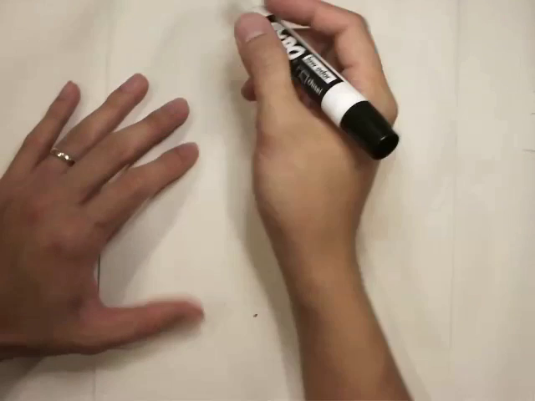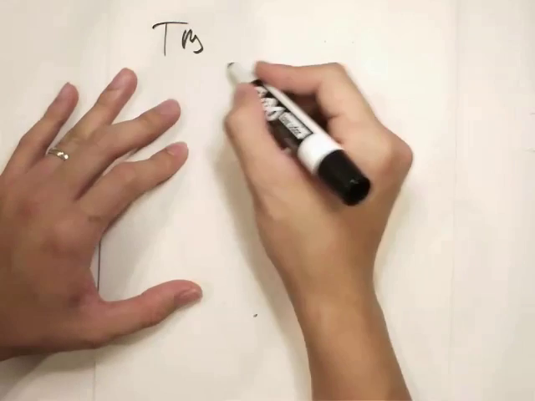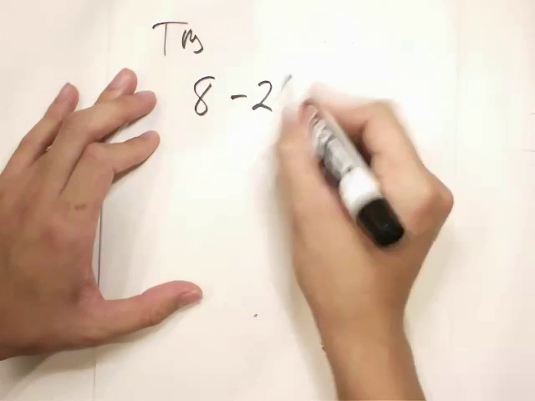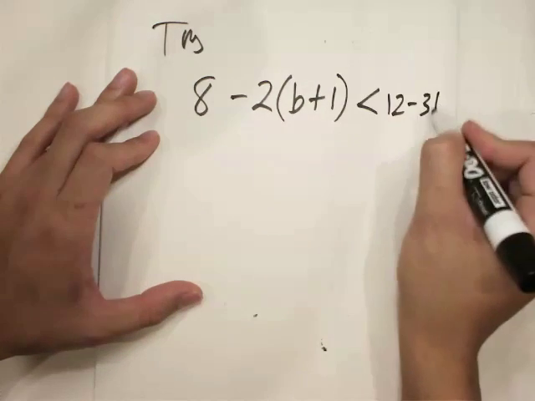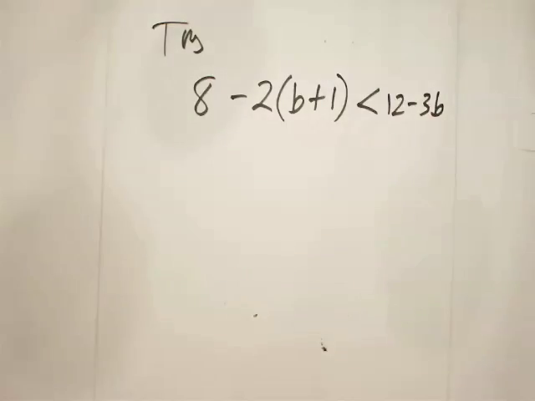With that, here's your last problem I'd like you to try. Here is the problem. 8 minus 2 times b plus 1 less than 12 minus 3 times b. Okay, so I want you to go ahead and solve this problem. We'll check the answers back and have fun trying.